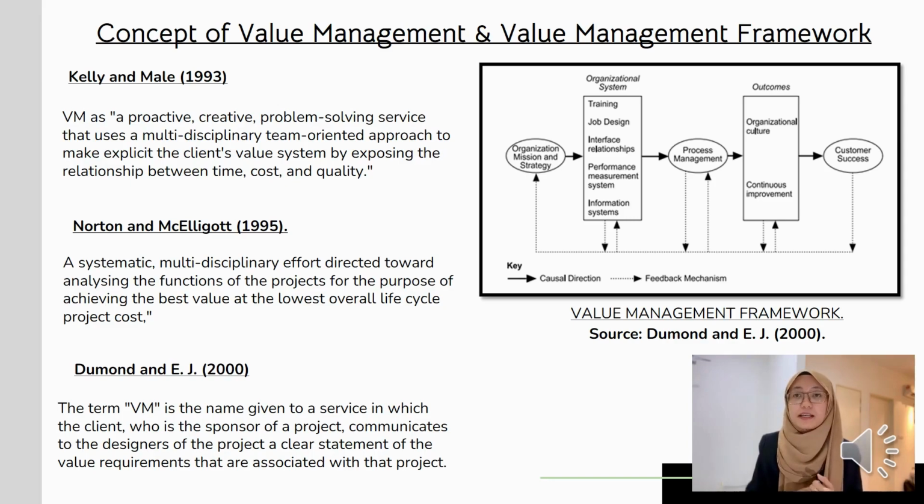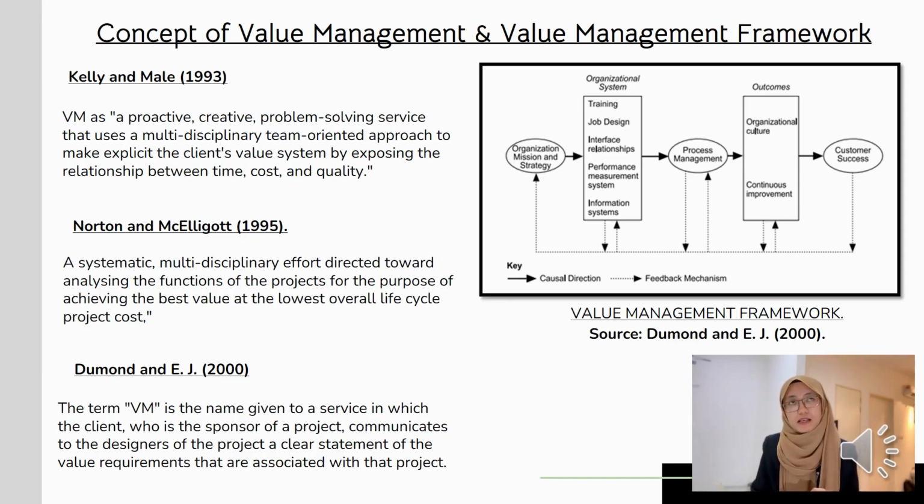By Kelly and Male 1993, value management is a proactive, creative, problem-solving service that uses a multidisciplinary, team-oriented approach to make explicit the client's value system by exposing the relationship between time, cost, and quality. And by Norton and McElligott 1995, value management is a systematic multidisciplinary effort directed toward analyzing the function of the project for the purpose of achieving the best value at the lowest overall life cycle cost.